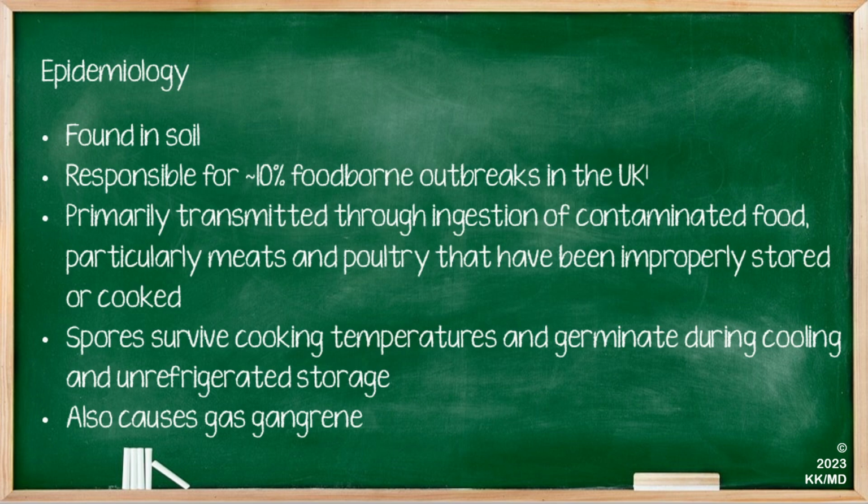As for its epidemiology, it is found in soil. It's responsible for approximately 10% of foodborne outbreaks in the UK. Primarily, it's transmitted through ingestion of contaminated food, particularly meats and poultry that have been improperly stored or cooked. Spores survive cooking temperatures and germinate during cooling and unrefrigerated storage. It can also, in extreme cases, cause gas gangrene.